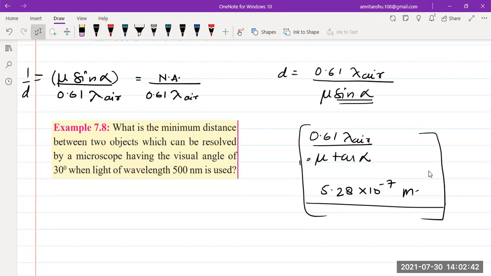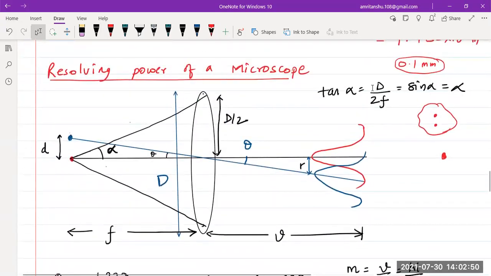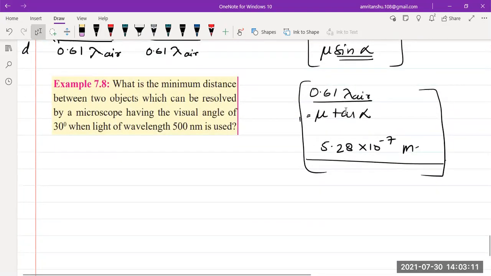The reason being, in this formula we have assumed, if you remember our assumption, you can see it above. Here we have assumed tan alpha is d by 2f. This happens to be the numerical aperture. But because alpha was very small, we assumed that tan alpha is approximately equal to sin alpha. Otherwise, if alpha is big, please put tan alpha over here.